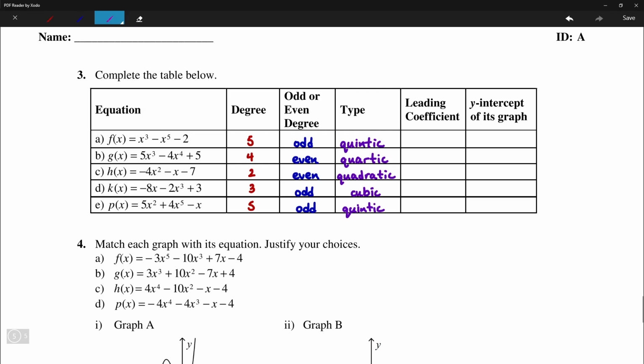Next we have the leading coefficients, so -1, -4, -4 again, -2, and finally 4.